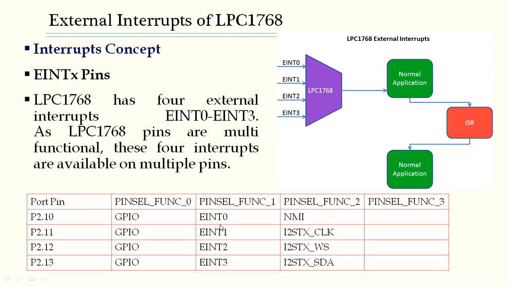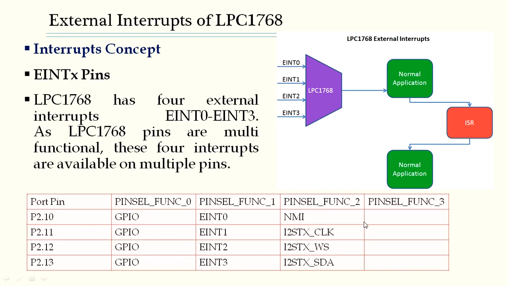So having understood, let's go ahead with the port pins that are being configured for the external interrupts. So the external interrupts are being configured with P2.10, then P2.11, 12 and 13, wherein the first or the default functionality is a GPIO, and the first alternative function for P2.10 is the external interrupt 0, P2.11 is external interrupt 1, P2.12 is external interrupt 2, and P2.13 is the external interrupt 3.